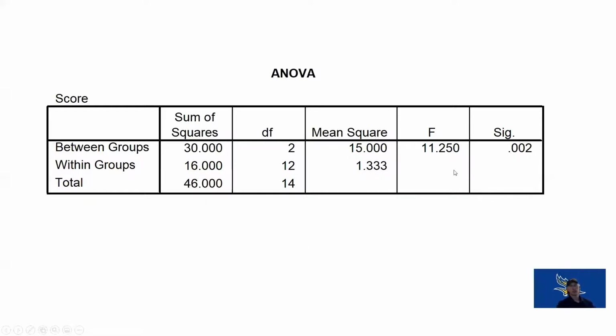And our F statistic is 11.25, and our significance level, or our p-value, is 0.002. That means that our p-value is 0.002, which is less than 0.05. So we would say there is a significant difference, or there is a significant ANOVA in this case. So in this case, there is a difference between groups, and that's all. That's all it tells us.